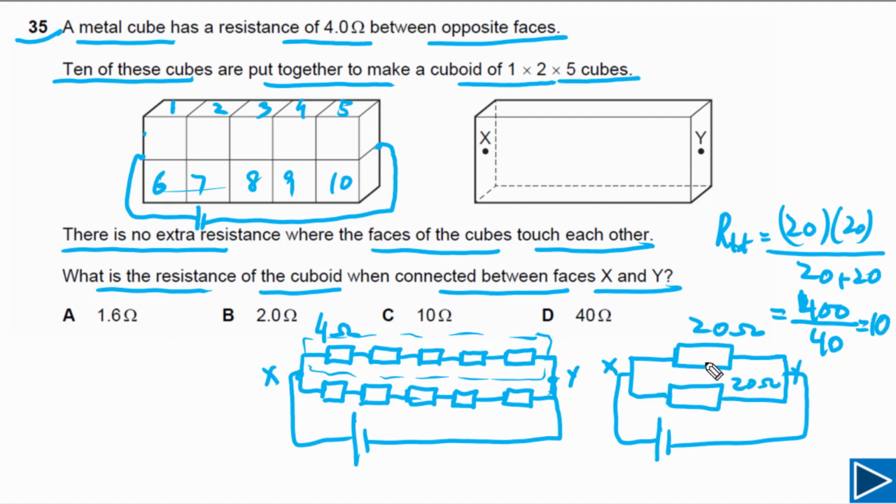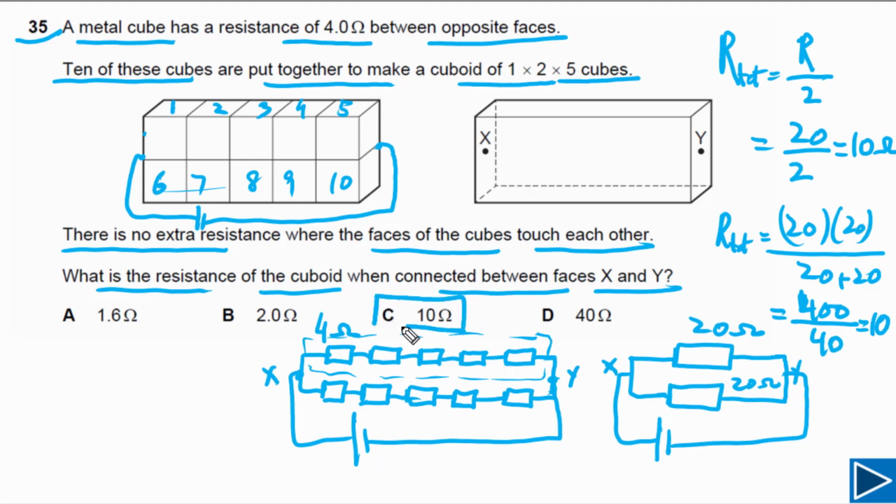Simply, if you look at these two resistors, they are identical and they are connected in parallel. It simply means that the total resistance is equal to the resistance of one resistor divided by the number of resistors. So one resistor's resistance is 20 and we have only two resistors. So the total resistance of these two resistors is equal to 10 ohms. So that's the reason our answer for this question is C.